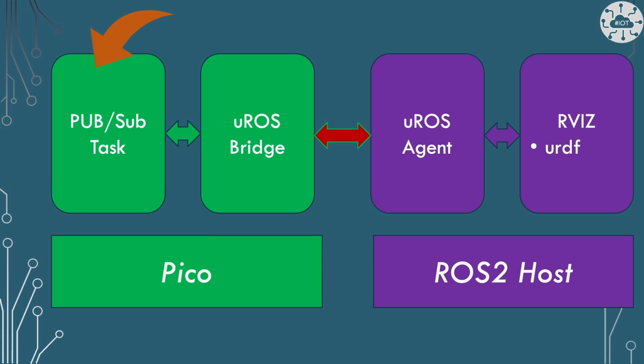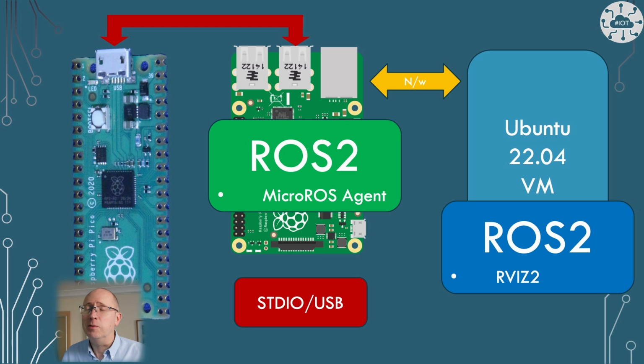So we've got this pub/sub task sitting on our Pico inside FreeRTOS. That's communicating with the world of MicroROS via my MicroROS task. That goes over USB to my ROS2 host, which is a Raspberry Pi, and that's got the MicroROS agent on it, and then off into the other ROS2 world for my RViz visualization of the URDF to see what the actual turntable is doing.